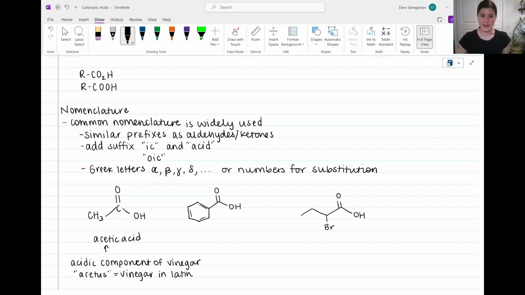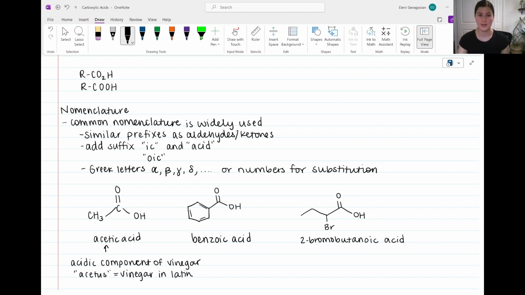Okay, next we have a carboxylic acid bonded to a phenyl ring or a benzene ring. So this is benzoic acid. And then in the next example, we have a 5-carbon chain. Carboxylic acids are high priority, so that carbon would get carbon number 1. So we could name this 2-bromobutanoic acid.